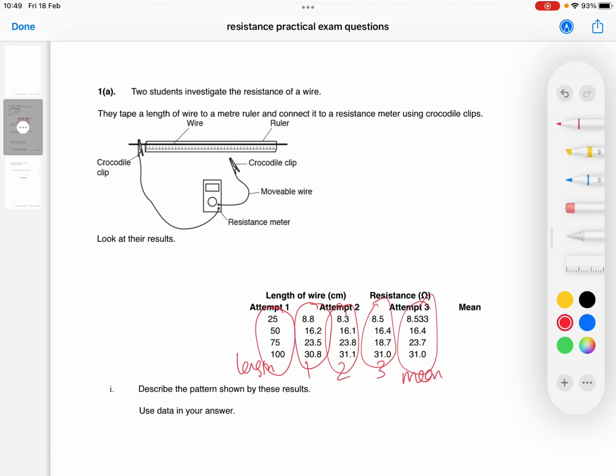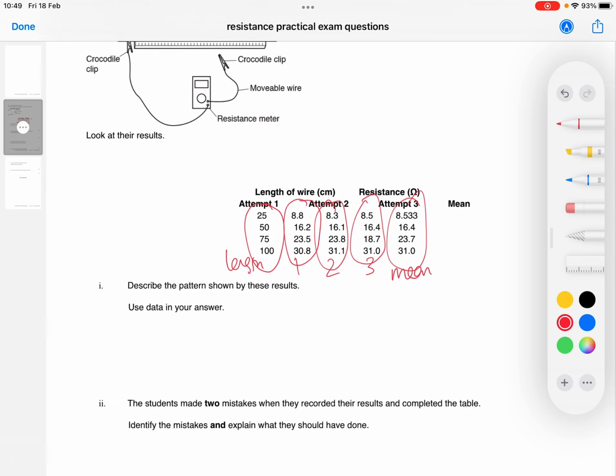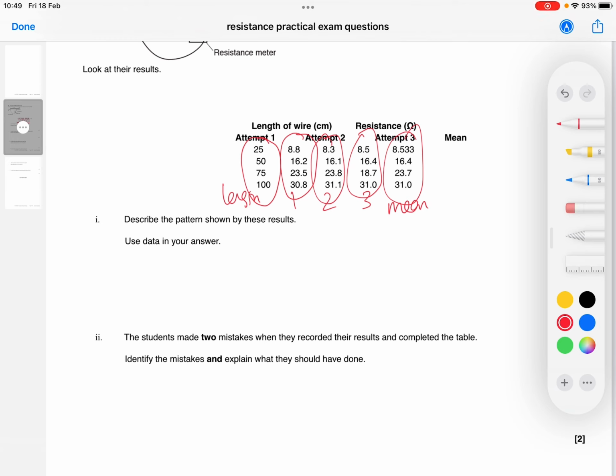Then describe the pattern shown by these results. Use data in your answer. Now there are 2 marks available for this question. To get 1 mark, you could say the longer the wire, the bigger the resistance. That will get you 1 mark. To get 2 marks, however, you need to use a phrase, which is that they are directly proportional. Now, you may have come across this phrase in maths. What it means is if you double one, you are going to double the other. That's the easiest way of explaining it.